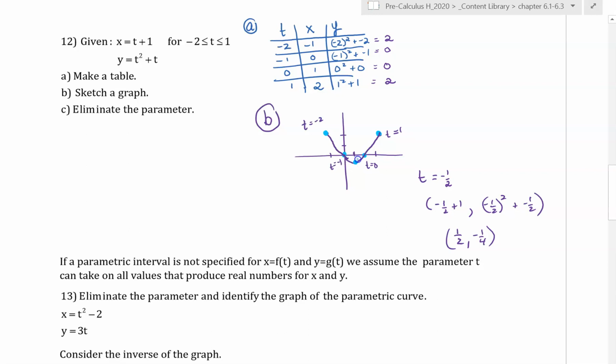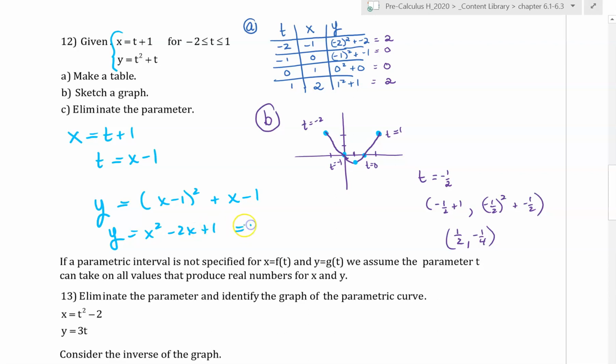Now for the last part, we want to eliminate the parameter. So that means we don't want a t anymore. We want just x's and y's. So look at the equations and pick the equation that would be easiest to get the t by itself. So I would think it would be easiest for you to say that t is x minus 1. So now we could take our y equals t squared plus 2, and everywhere you see a t, replace it with x minus 1. So now we have y equals x squared minus x, so we eliminated the parameter t.